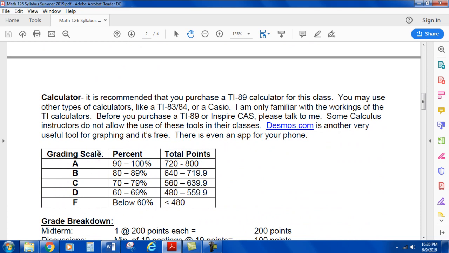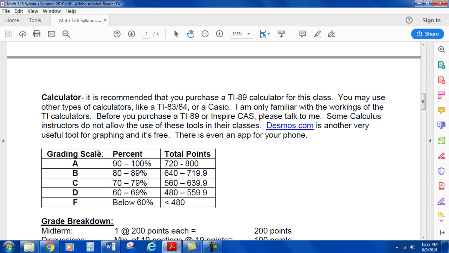Calculator. It is recommended that you purchase a TI-89 calculator for the class. It is recommended, not required. You may use other types of calculators like the TI-83, TI-84, or Casio, or TI Inspire or TI Inspire CAS. I'm most familiar with the TI-89. I like that one a lot, and the TI-83 and TI-84. I'm not very comfortable with Casios. I'm only familiar with the workings of the TI calculators, as I say here.